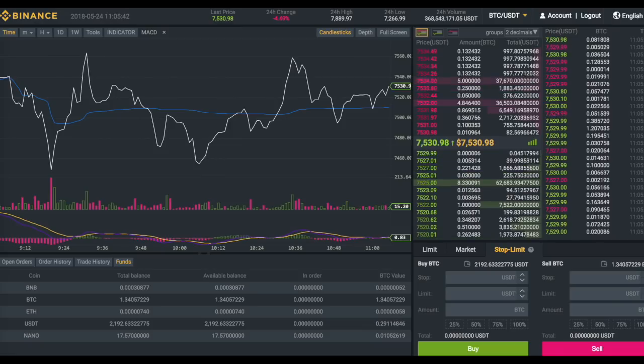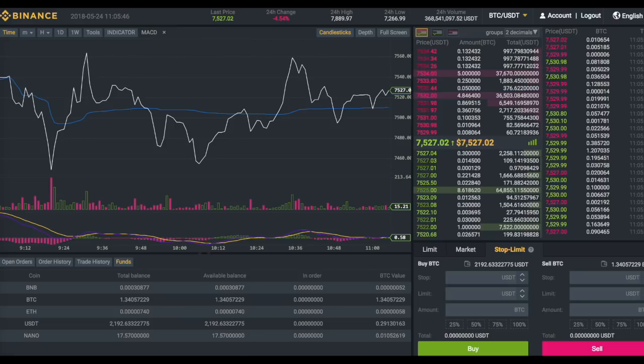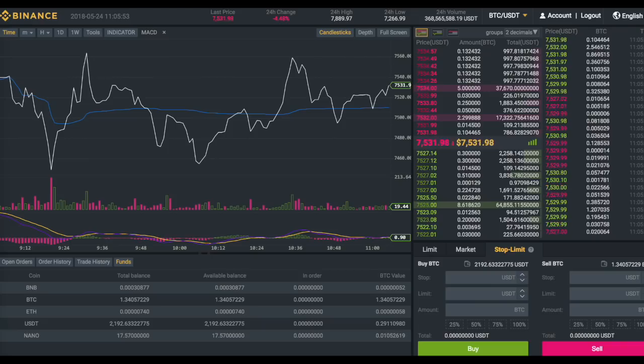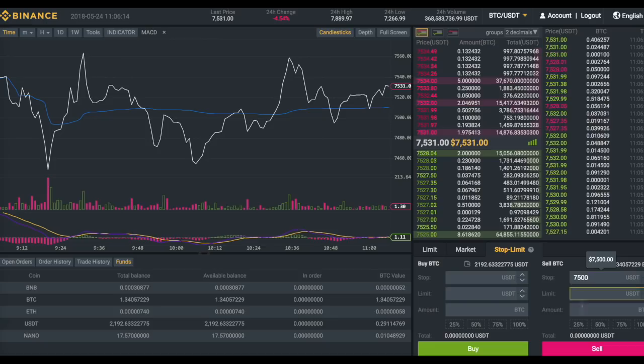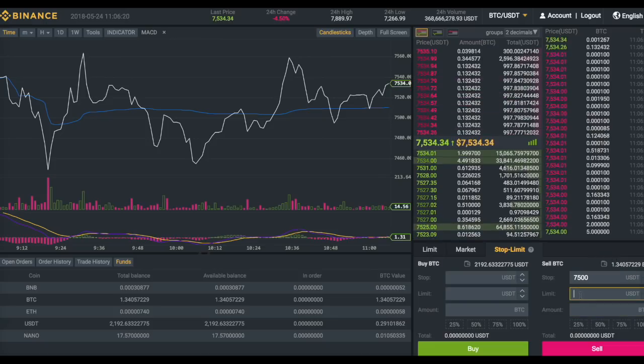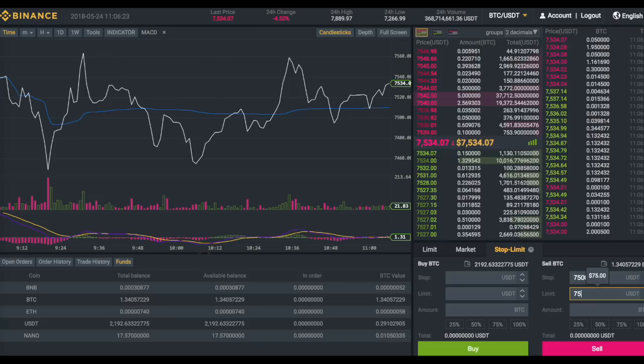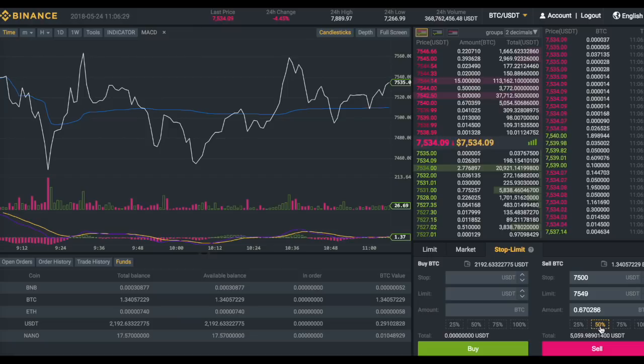Well, I could put an order in on my exchange, and here I'm on Binance, to trigger at a certain point, whether it's to sell or to buy. And so let's just say I wanted to sell my Bitcoin if it hit $7,500, just as an example for today, right? Then I would go into the stop limit. I would say, stop it at $7,500. If it hits there, I want it to trigger, and I'll sell my Bitcoin for $75.49. And then I want to sell 50% of my Bitcoin if that happens. Then I would hit sell.